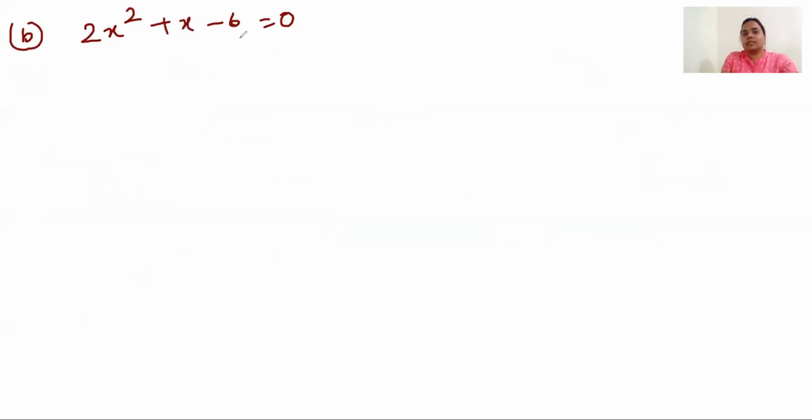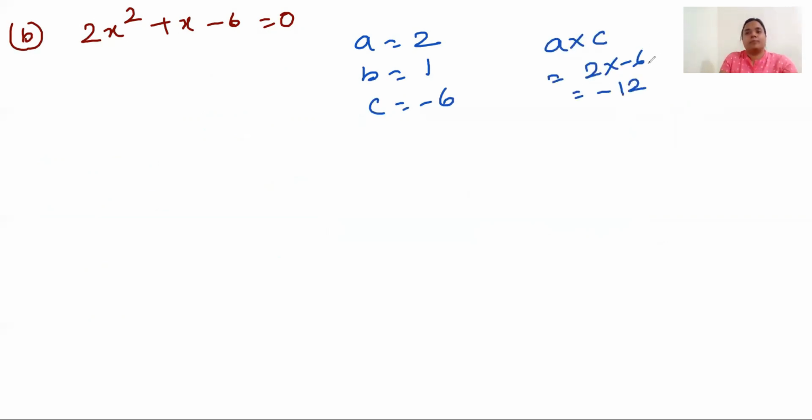2x square plus x minus 6 is 0. A is 2, B is 1, C is minus 6. A into C will be 2 into minus 6, that is minus 12. Keep the minus sign aside. Factorize 12. 2 6s are 12. 2 3s are 6. 3 1s are 3.